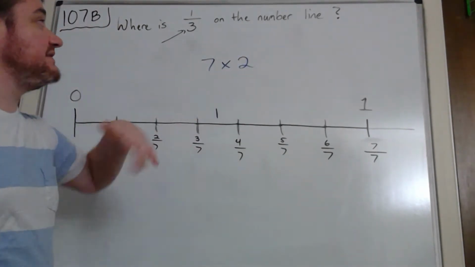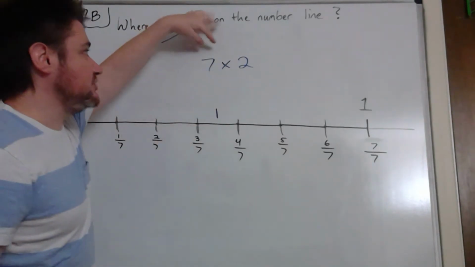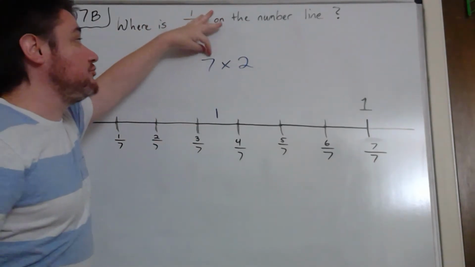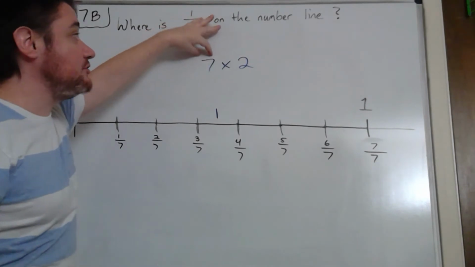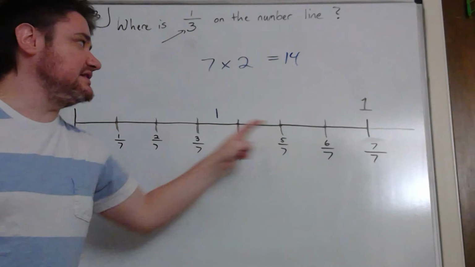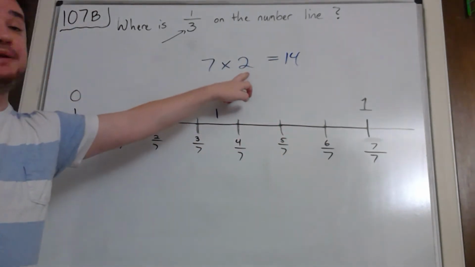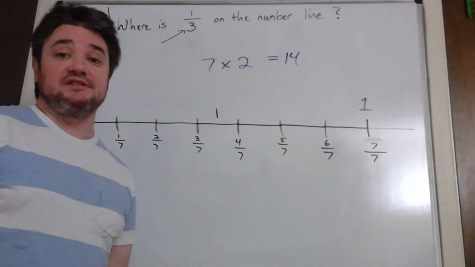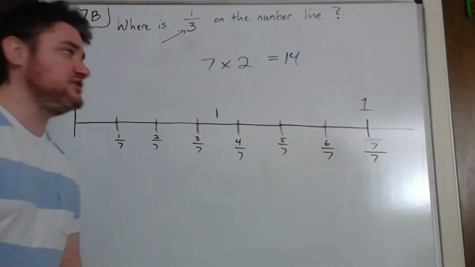And we remember from Math 107A that the order we multiply tells us how many groups we've got and then groups of what, right? So here I've got 7 groups of 2 items. And so if I were to split each of these 7 segments into 2 equal pieces, I would end up having 14 smaller pieces. Okay, so maybe that's a strategy.